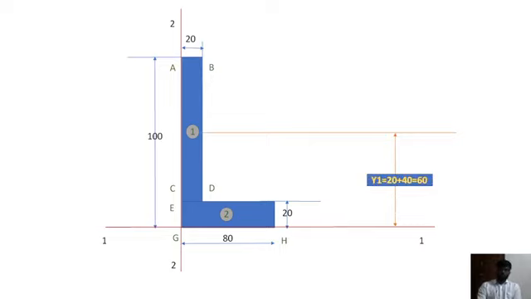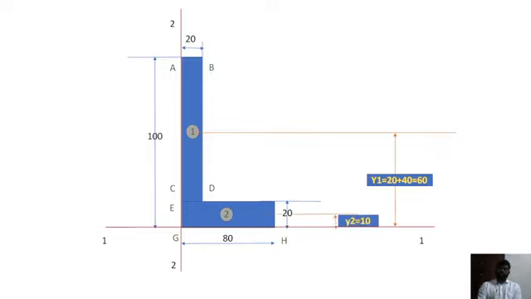See how it is. From the reference axis, the depth of the second rectangle is 20. Now the total length of the rectangle is 80. The 80 is the depth of the first rectangle. So the center of gravity of the first rectangle is equal to d by 2. The depth is 80, 80 by 2 is equal to 40, and the depth of the second rectangle is 20. So 20 plus 40 is equal to 60 mm.